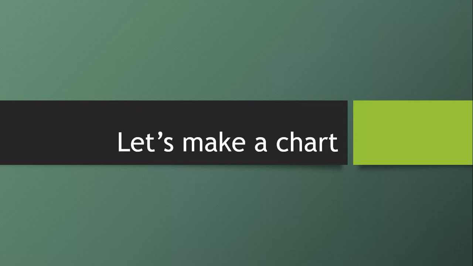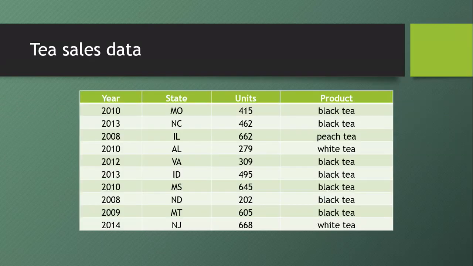So let's make a chart. Say we have T sales data which has year, state, units, and products. So we have the year-wise sales data with location also. Let's try to make some interactive chart and understand what this Power View is all about and how to start with. Our first step is that we need to put this data into the data model.